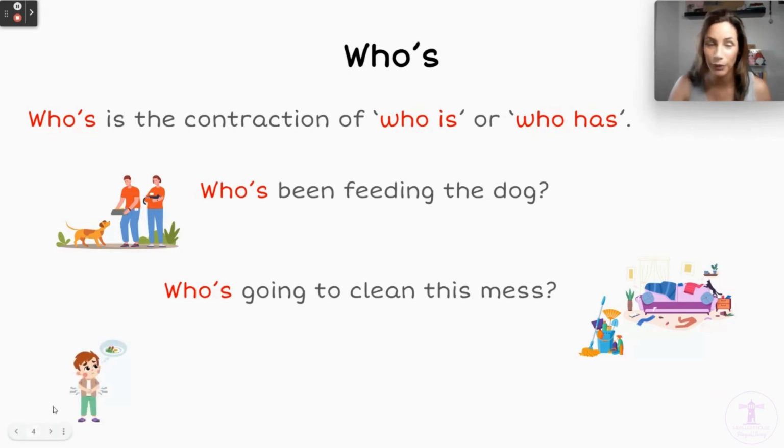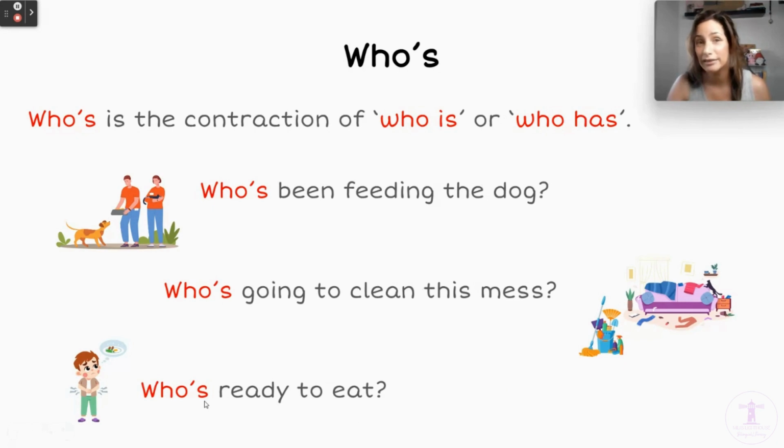So we have this little boy, and he's thinking about food, right? He's thinking about food, and he's holding his tummy. Yes, he's holding his stomach because it seems like it's growling or making noise because he's hungry, right? He wants to eat. So we could ask the question, who's ready to eat? Who is ready to eat? But instead of who is, you can say who's. Who's ready to eat? Okay?